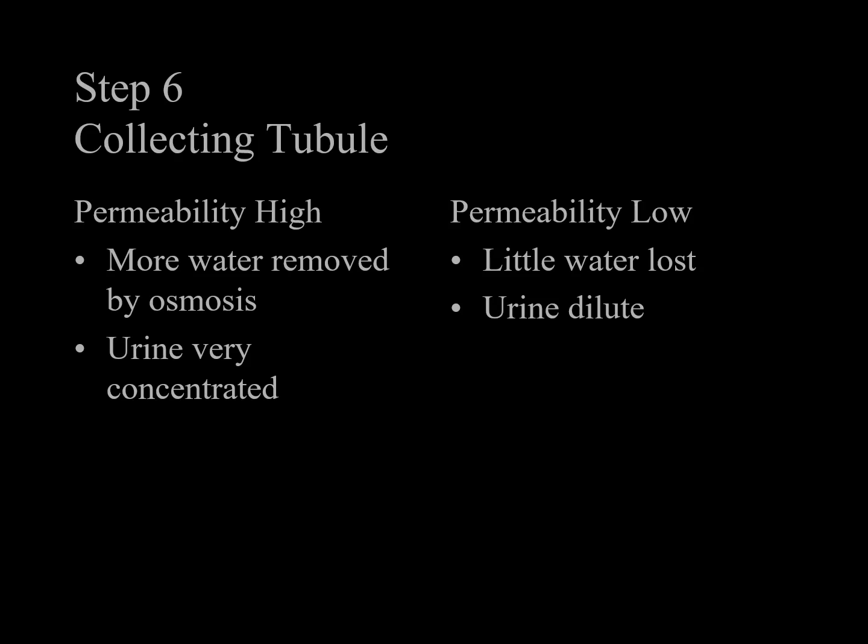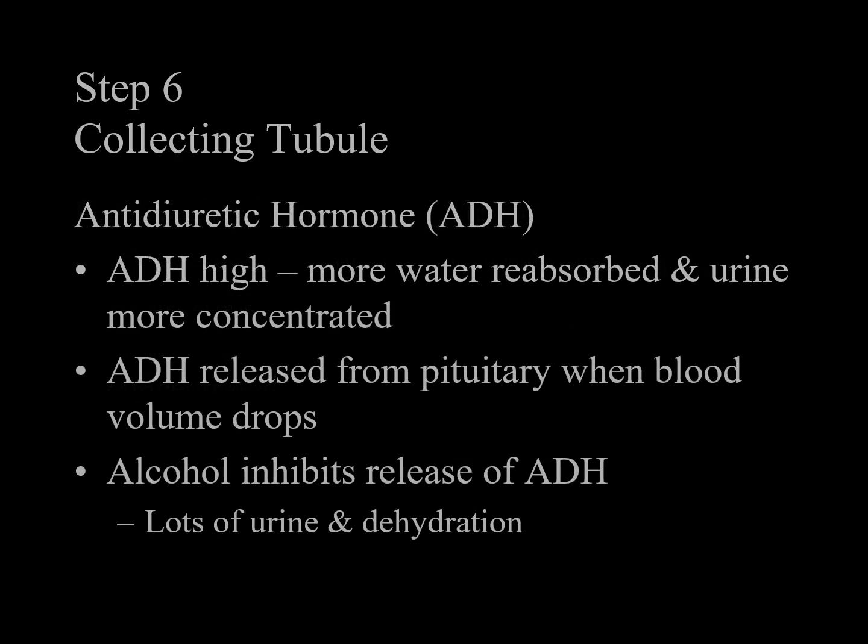If the permeability of the tubule wall is low, then little water is lost in the collecting tubule, and lost means lost from the ultrafiltrate. And so that means the urine has a higher volume, and so, of course, it's more dilute. What controls the permeability of the collecting tubule wall is a hormone called ADH, which stands for antidiuretic hormone. If the ADH levels circulating in the blood are high, then the tubule wall is permeable, more water is reabsorbed, and it makes the urine more concentrated.